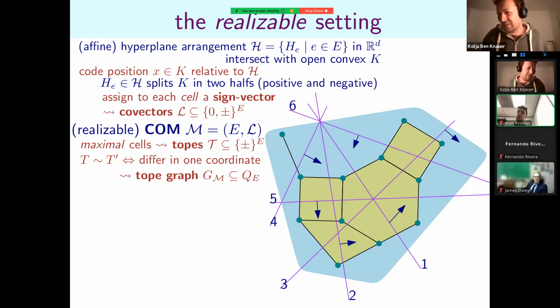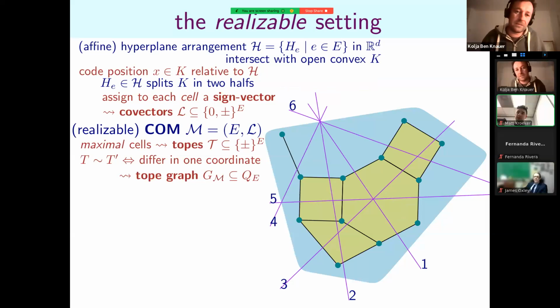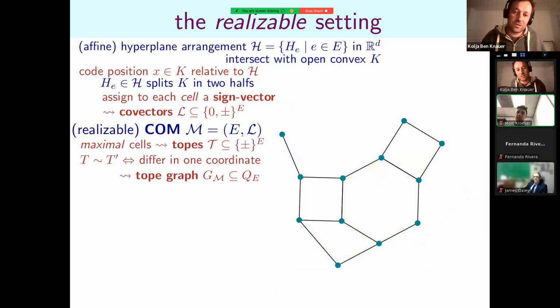So note that this actually doesn't really depend on the orientations of the hyperplanes. It just depends on the hyperplanes, but not really which side is positive and negative. And actually, I can just forget the entire thing and just remember the tope graph.